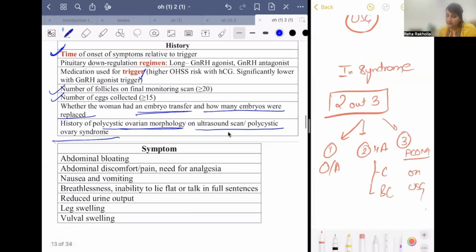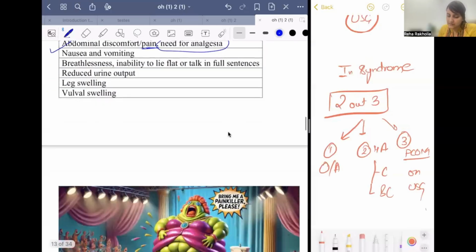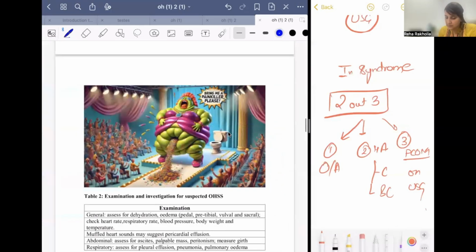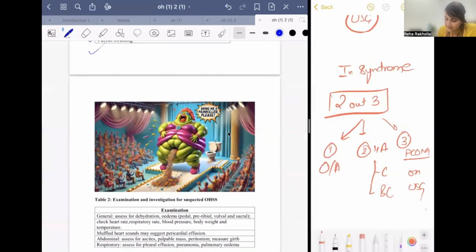Okay. Now symptoms. Again, I am talking about symptoms: abdominal bloating, discomfort and pain with need for analgesia, nausea, vomiting, breathlessness, inability to lie flat or talk in full sentences, reduced urine output, leg swelling, vulvar swelling. See, with this picture mnemonic, you will remember the symptoms. She has all this swelling: leg swelling, vulvar swelling.